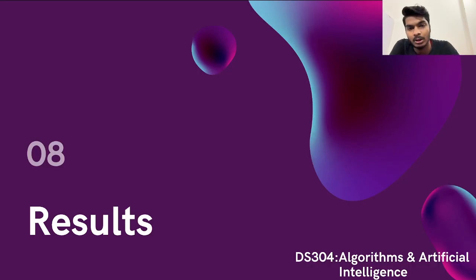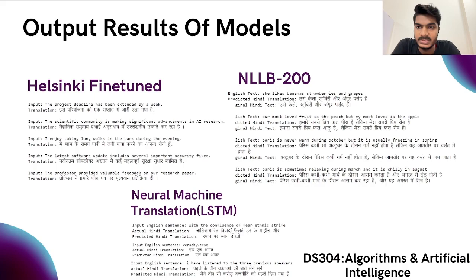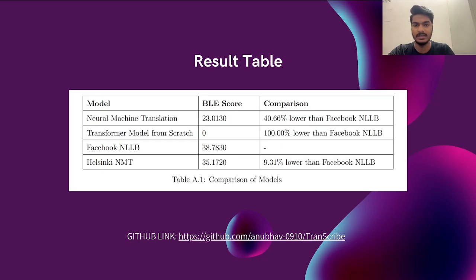Now we will see the results of all the algorithms we have used. These are the outputs of our models. We will see the result of all the models, and we have compared them with the BLEU score. Here we can see that Facebook NLLB has 38.78, Neural Machine Translation has 23.013, and Helsinki NMT has 35.1720. After comparing all the models, we can see that Facebook NLLB has a higher BLEU score compared to the others, that is 40% over Neural Machine Translation, Transformer 100%, Helsinki 9.31%.